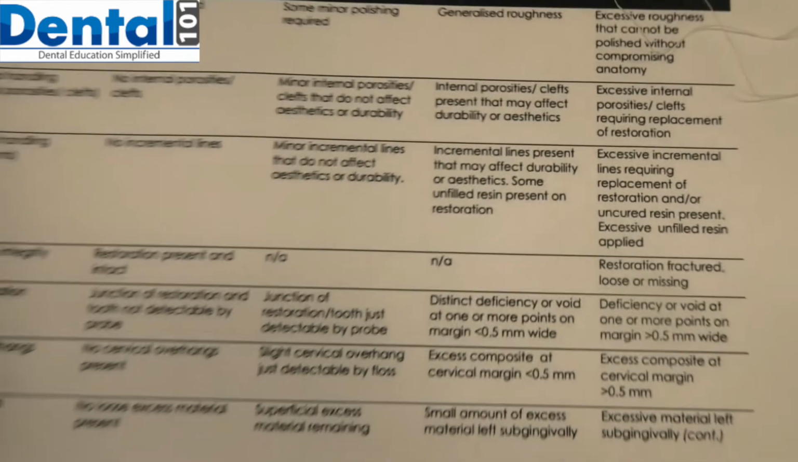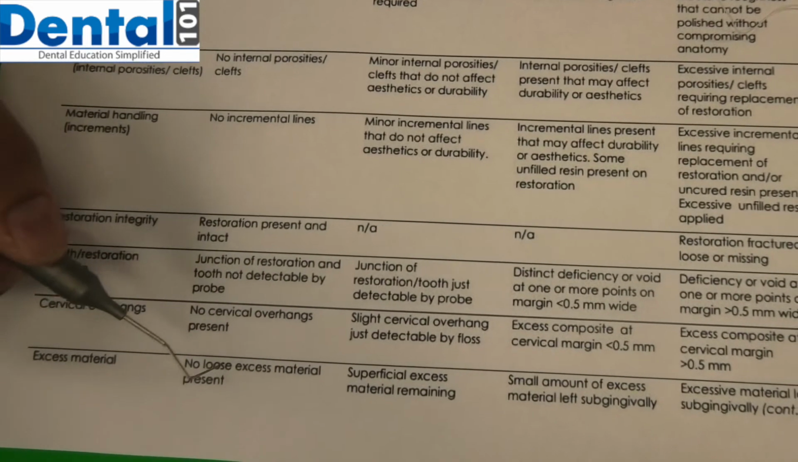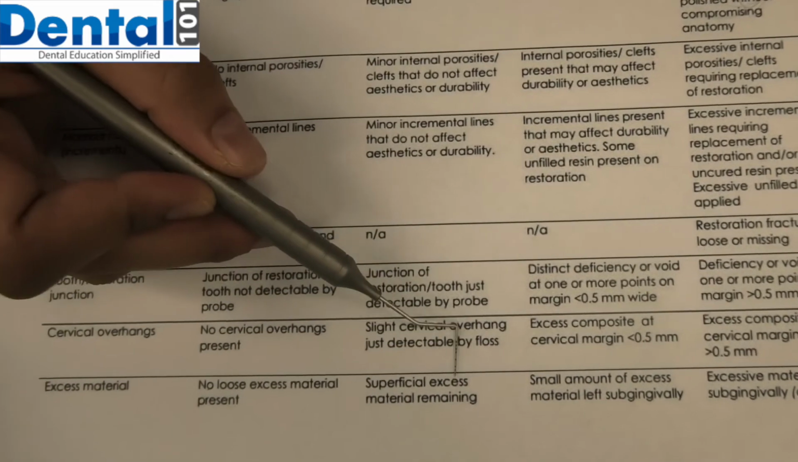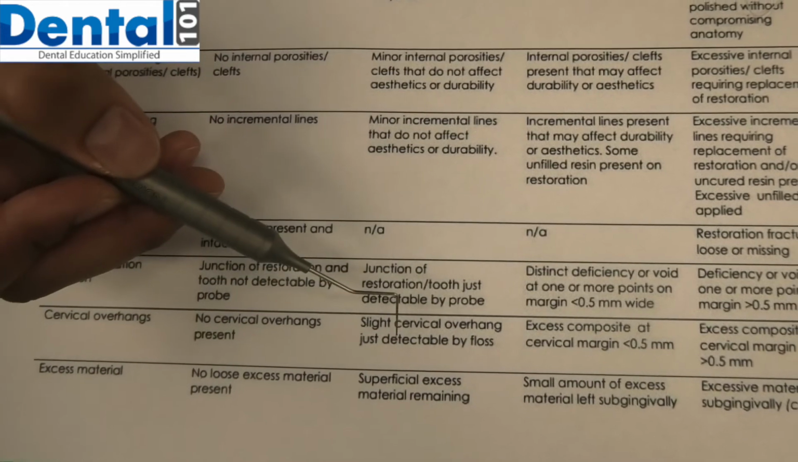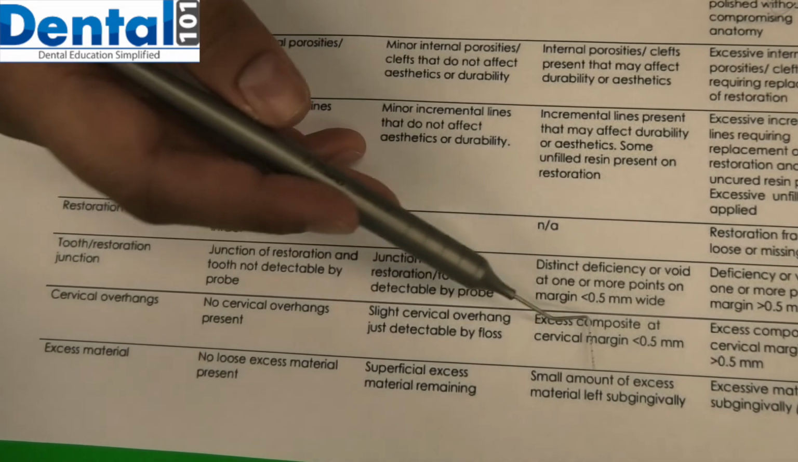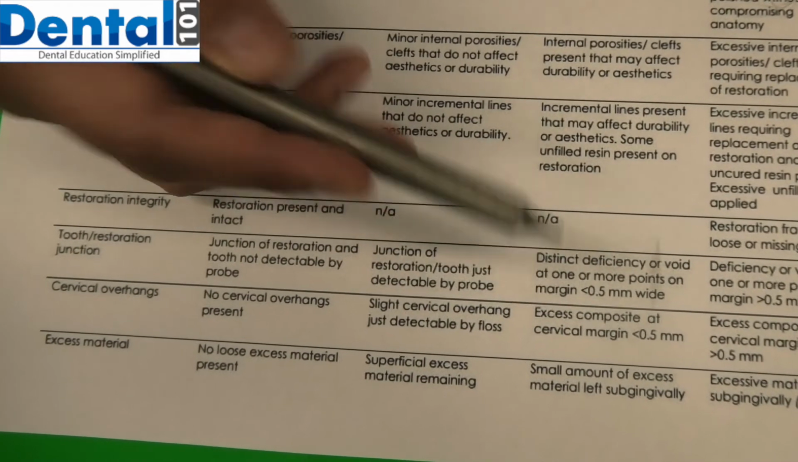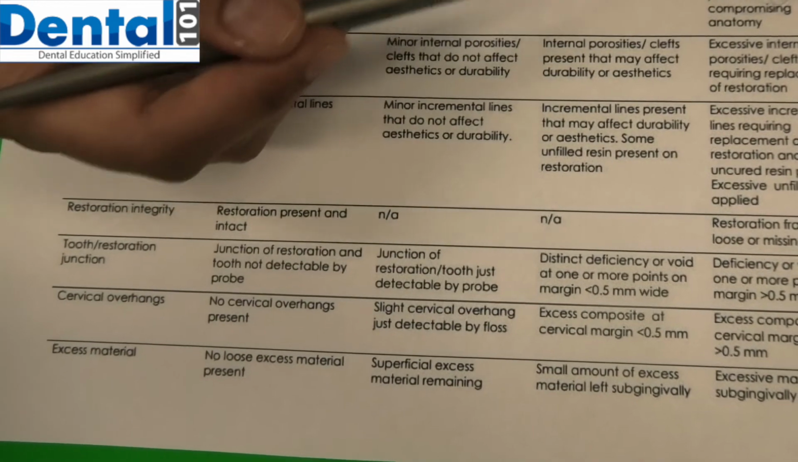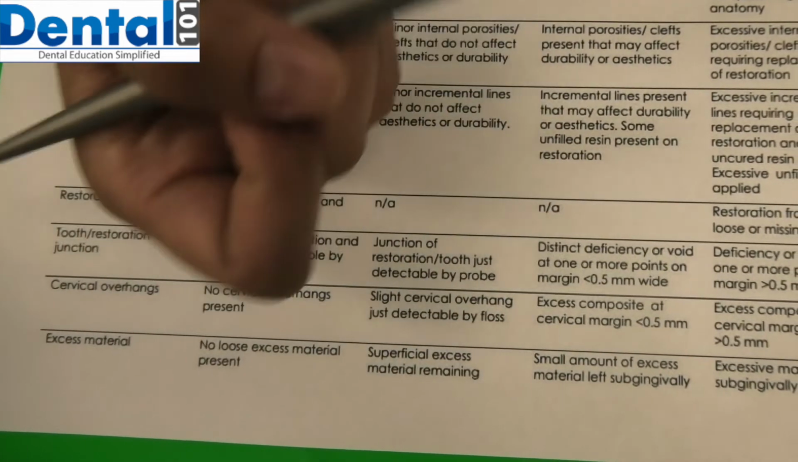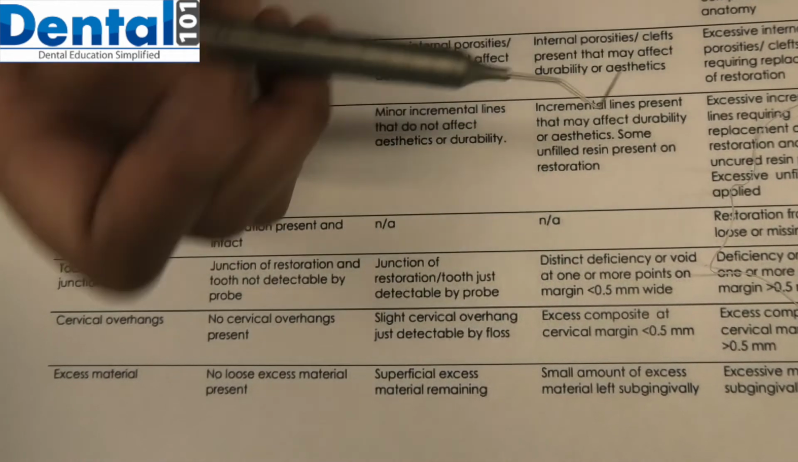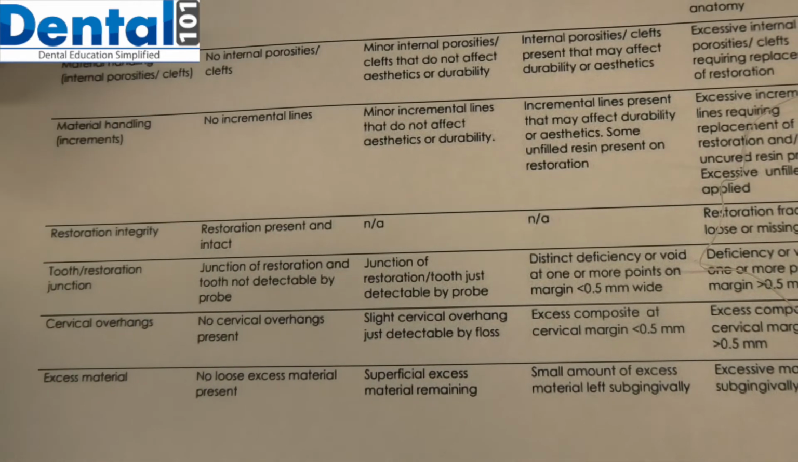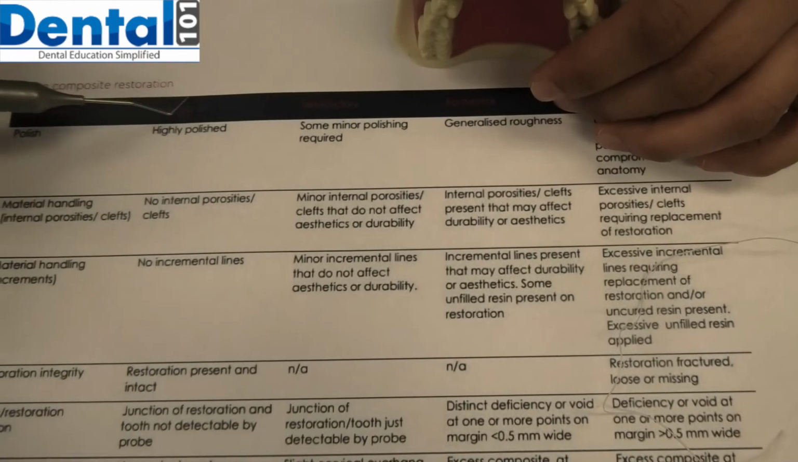Okay, so according to this criteria, if there is no loose excess material present, it is very good. And if there is any superficial excess material remaining on the tooth or on your restoration, then it comes under satisfactory. And if there is a small amount of excess material left subgingivally, meaning under the gums, then it comes under borderline. And if there is excessive material left subgingivally, then it comes under unsatisfactory. So always check for any excess material after finishing your task. So according to this rubric, my restoration comes under very good.